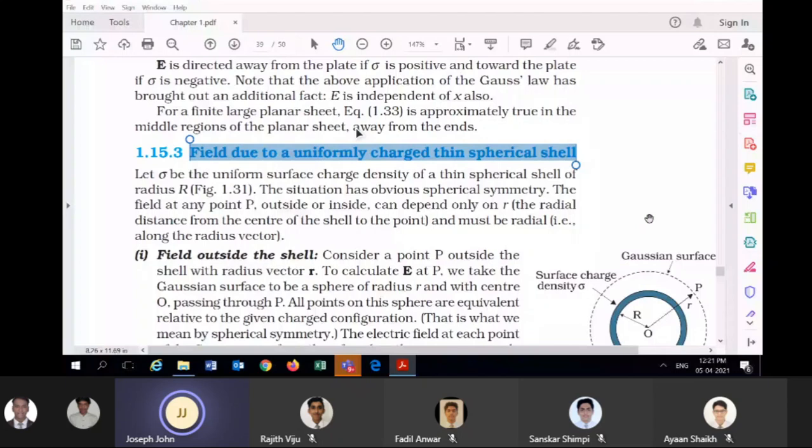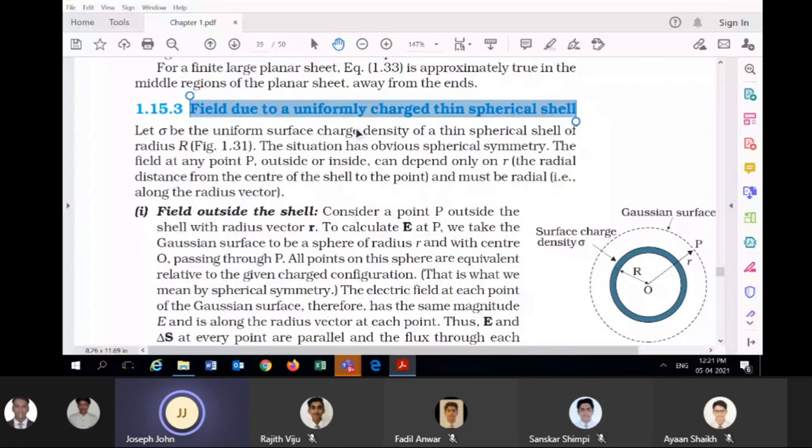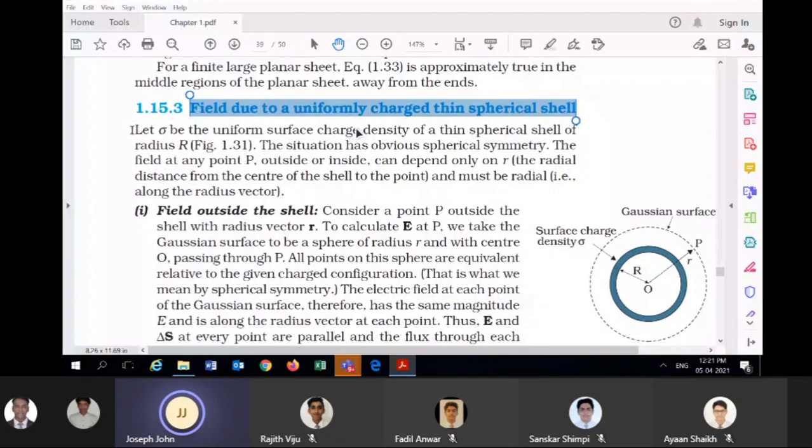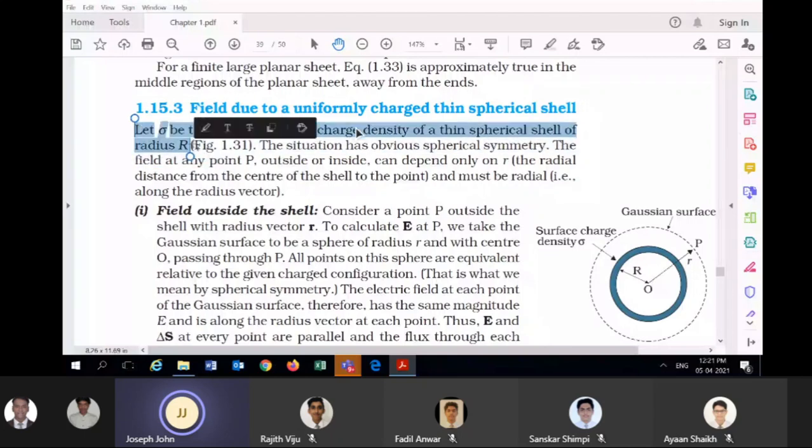Okay, write down: field due to a uniformly charged thin spherical shell. Getting over? Can I start? Okay. Write down, let sigma be the uniform surface charge density of a thin spherical shell of radius capital R.